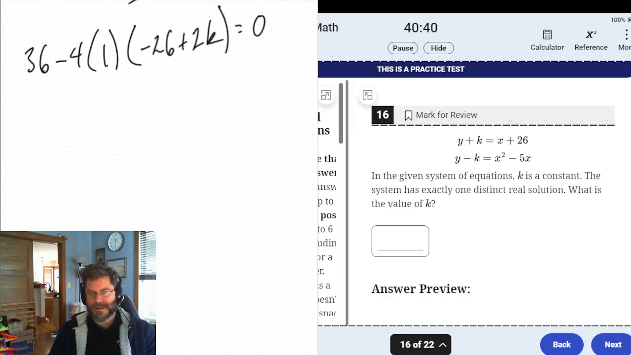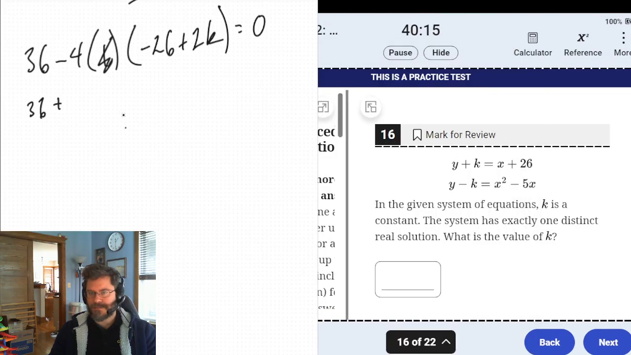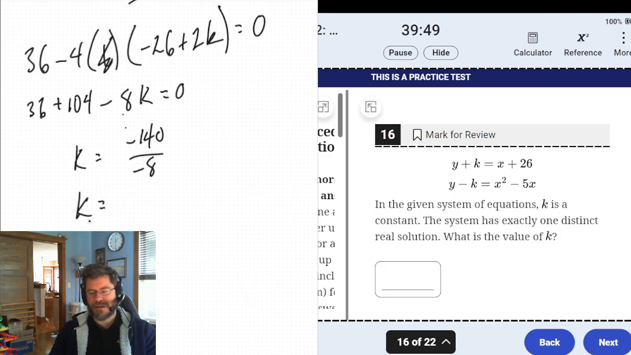Okay, now it's just more algebra. 36 minus 4 times 1 is 4, of course, so that can be ignored. Negative 4 times negative 26 is going to be positive, what, 100 and something. My brain's not braining today. 4 times 26 is 104. Don't be afraid to use a calculator. And it's positive 104, and this is going to be negative 8k equals 0. And now you can see that we're going to get a solid number out of this. 36 plus 104 is 140. Bring that over and divide by negative 8. So k equals negative 140 divided by negative 8. K equals whatever that is.